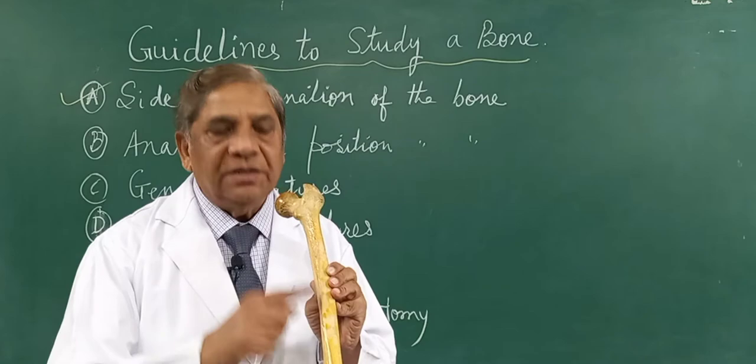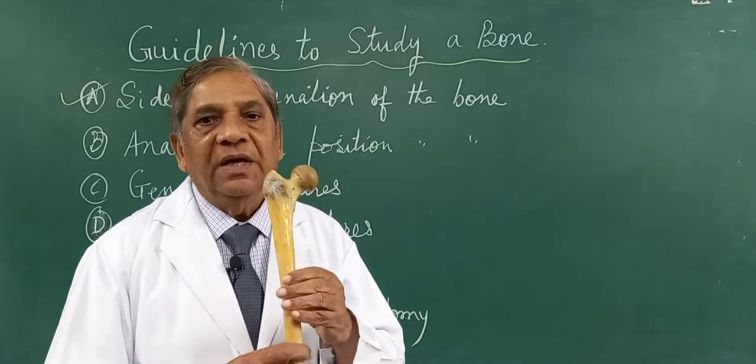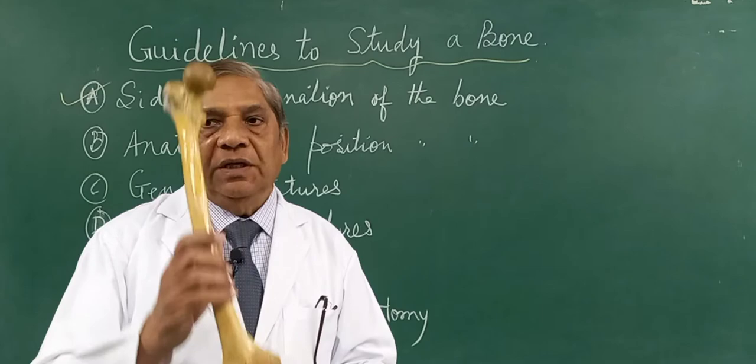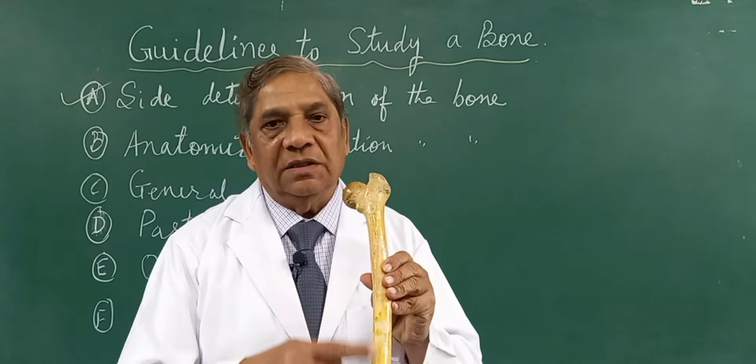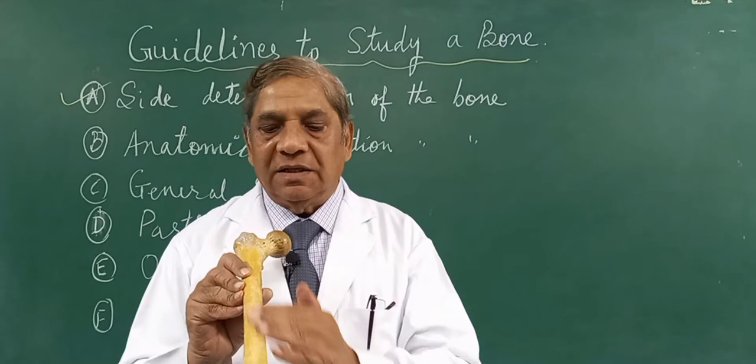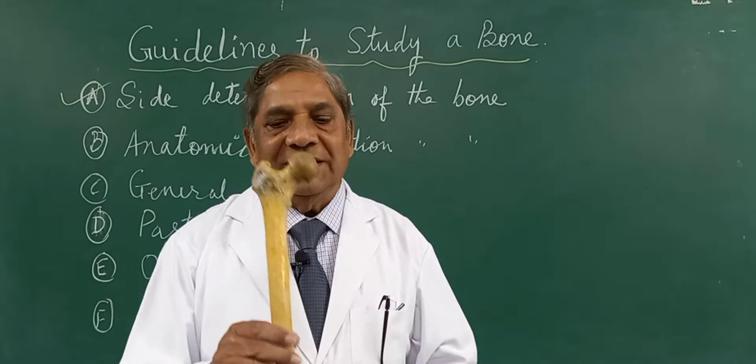So this is posteriorly placed. Okay, so how will you identify the side of the bone? Keep the bone in such a way that the head faces towards the median plane. Head faces towards the median plane. And then this ridge or the line should be kept posteriorly, or the convex smooth anterior surface should be placed anteriorly. And then this will give you the side of the bone.